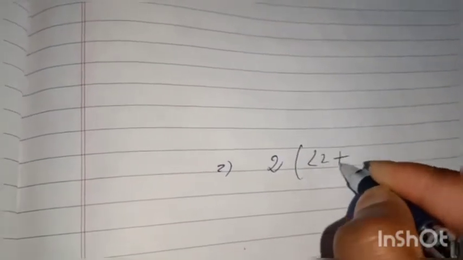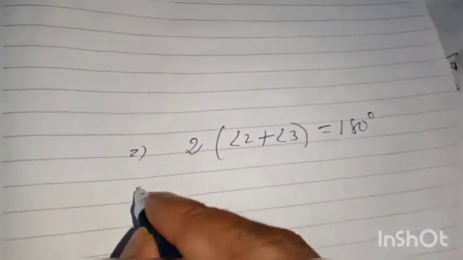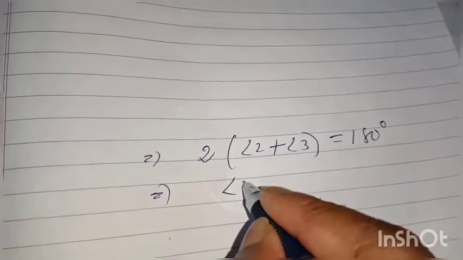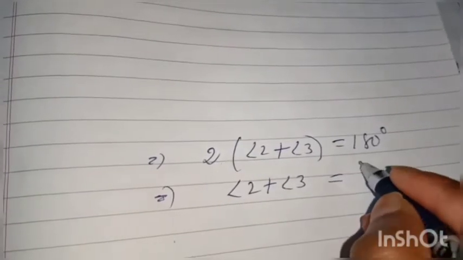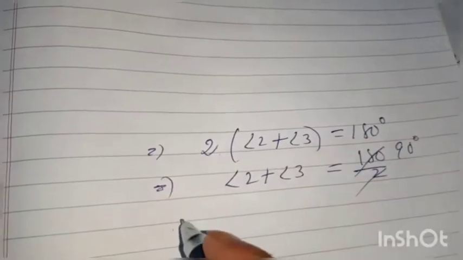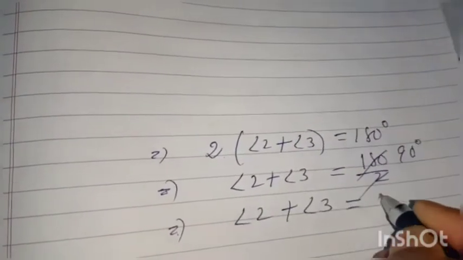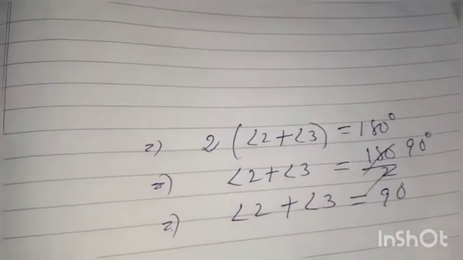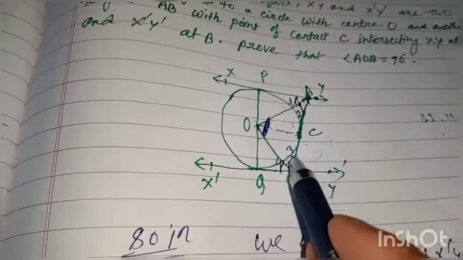If you take 2 common, then angle 2 plus angle 3, and this is how much? 180 degrees. Then angle 2 plus angle 3, if you transfer 2 to the right-hand side, it will be divided by 2. How many times? 90 times. So angle 2 plus angle 3 is equal to how much? 90. Clearly, what do you get? The sum of these two angles, this one and this one.